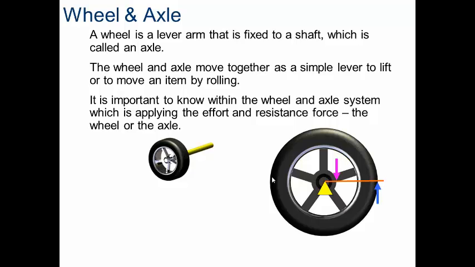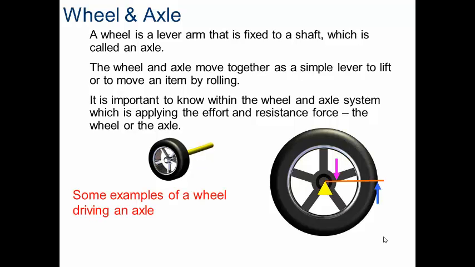So let's take a look at the wheel and axle. On the wheel and axle, the fulcrum is in the middle, and then your effort load and your resistance load can vary based on what you're trying to do. The wheel and axle move together as a simple lever to lift or to move an item by rolling. You do need to know whether within the wheel and axle system which one is applying the effort and which one is applying the resistance force, because it varies based again on the task that you're trying to do.